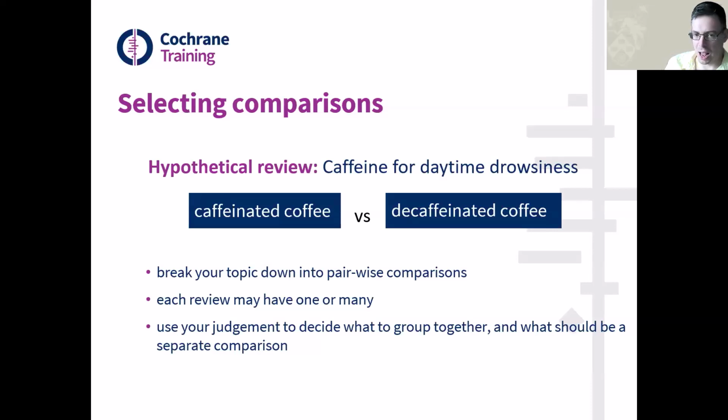So reviews might have multiple comparisons. We might also be comparing coffee to tea, for example, in this review, but we're going to keep it simple here, just a straightforward caffeinated versus decaf coffee. But again, you'll have to make your own judgment about what counts as caffeinated coffee here, what counts as decaf coffee in each group. For example, perhaps some studies had different levels of caffeination in their coffee. Which one do we include in our meta-analysis? So you have to think about what constitutes caffeinated or decaf coffee in this case. And again, that's a subjective judgment that you'll have to think about at your protocol stage and your study selection stage.